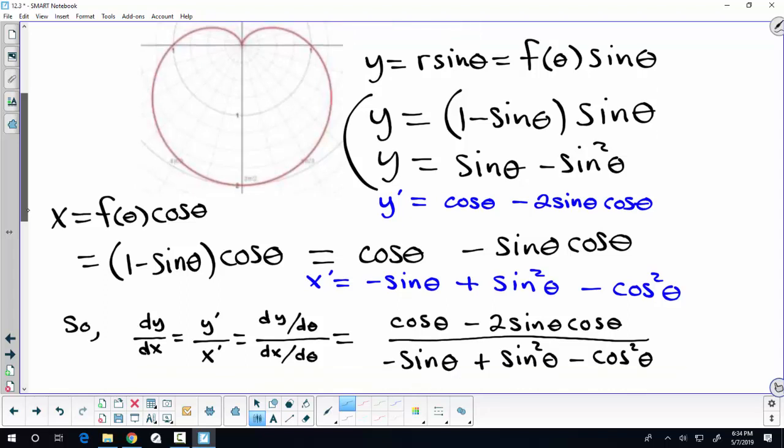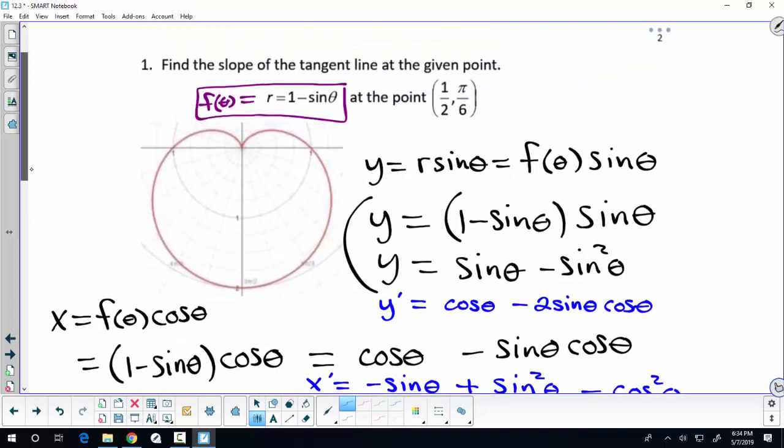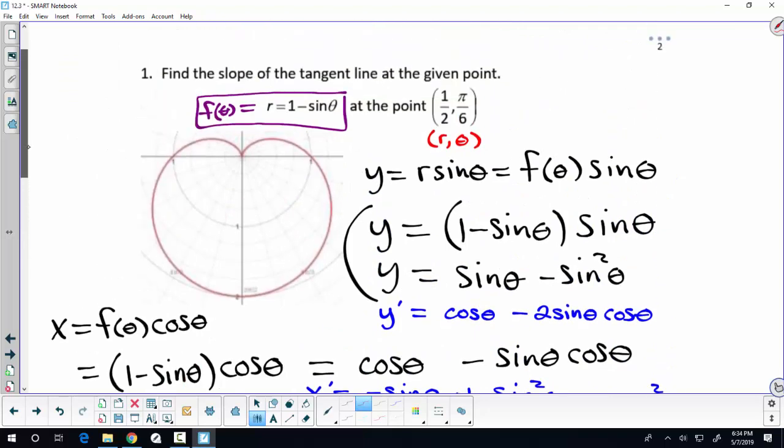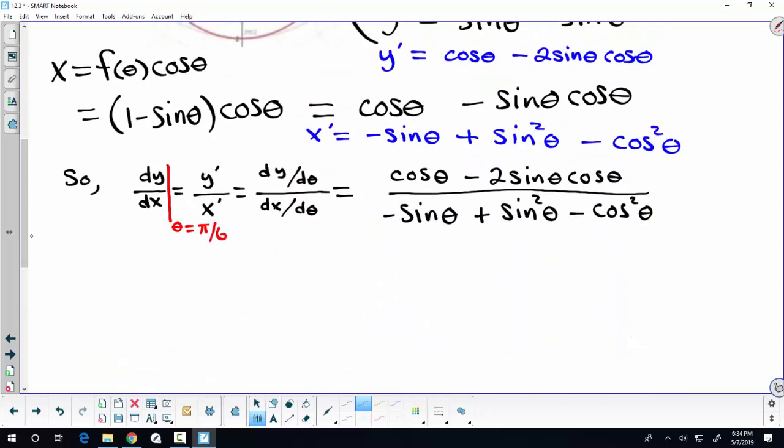Yeah. So notice it's a function of theta. So all we need is to find the slope at that point. This is our r, this is our theta. So sometimes in the notation, you'll see this vertical bar, theta equals pi over 6. It just means we're evaluating the derivative at a theta value of pi over 6, just to save some space.